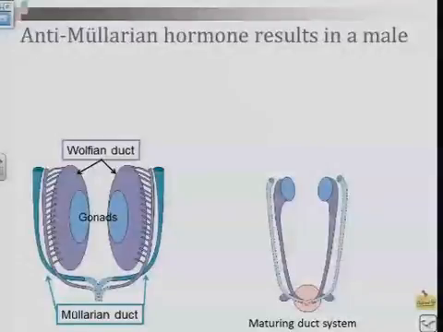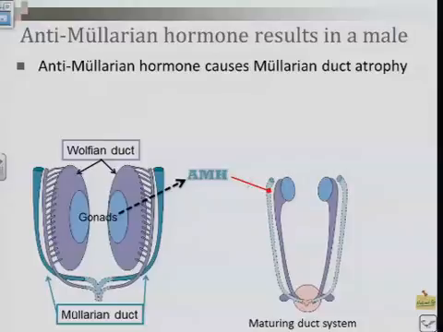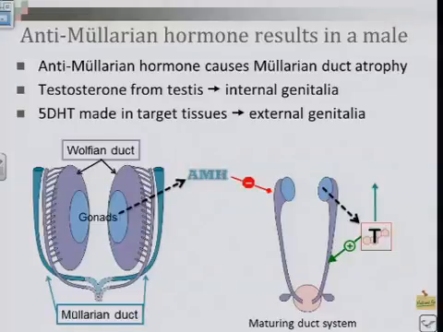So anti-Mullerian hormone results in a male. Its role is to cause atrophy of the Mullerian duct. So the fetal gonads express anti-Mullerian hormone, and the Mullerian duct atrophies. Then testosterone from the testes stimulates development of the Wolffian duct into the internal genitalia. 5-DHT made in external target tissues results in male external genitalia.